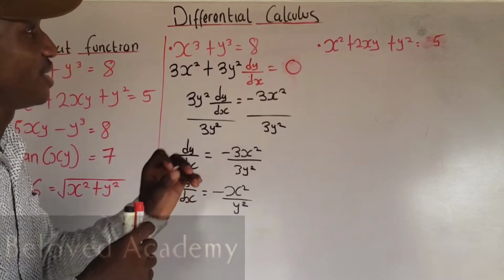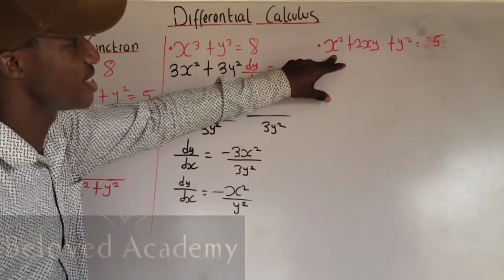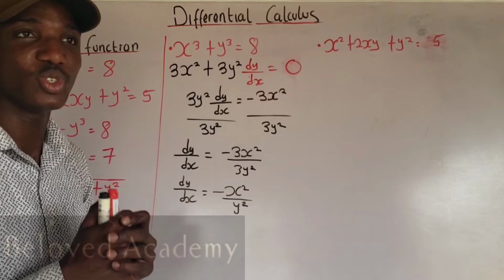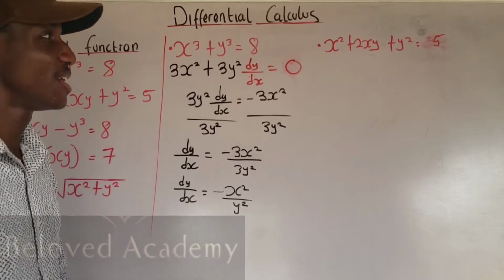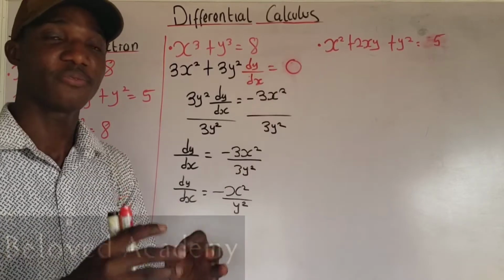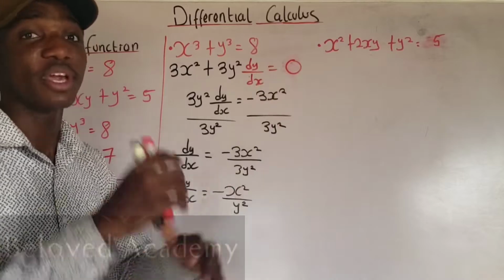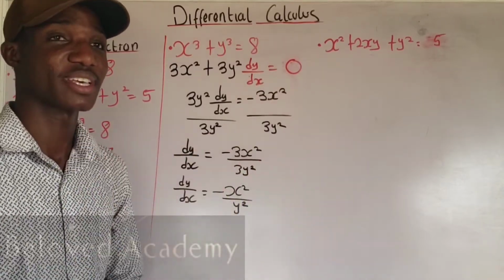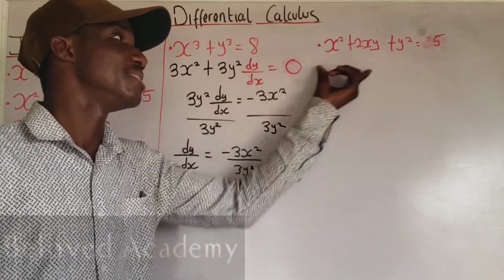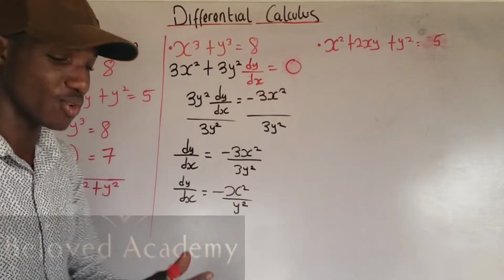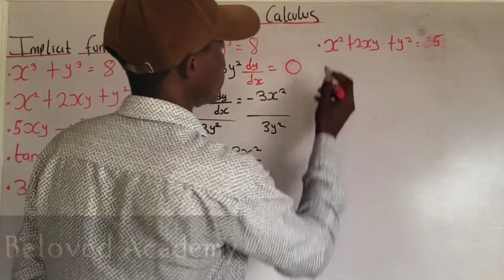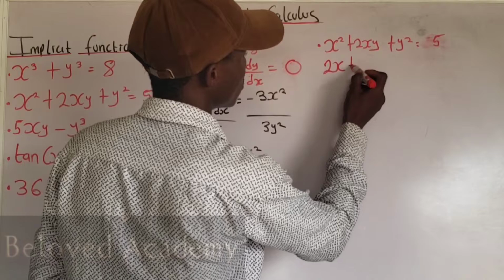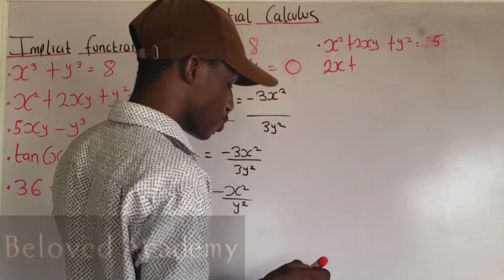If you want to differentiate x squared, you are going to have 2x, right? Now, because we are differentiating y with respect to x, anytime we differentiate y in this equation, we're going to add dy/dx, okay? So in that case, this will give me 2x plus, now pay attention, we have 2xy.